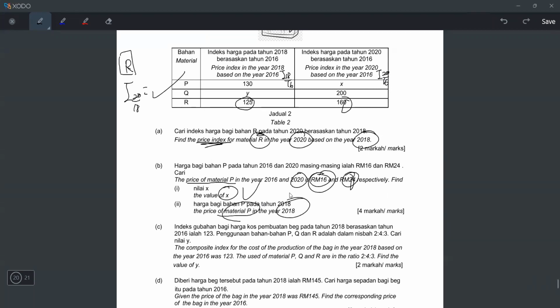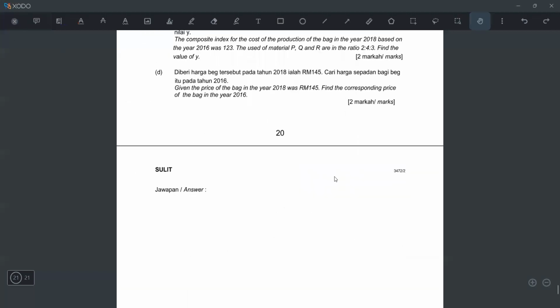Number 2, the price of P in the year 2018. I will use this info, 130, and it will be 130 equals P1 over P0 times 100. The P1 will be the price in 2018. The P0 will be the price in 2016. And can you see 2016, the price they give already? 16 ringgit. So this is 16 and the price 2018 here. And then you do this, then you get the answer already. Faham? Boleh ke class? Yes, boleh.